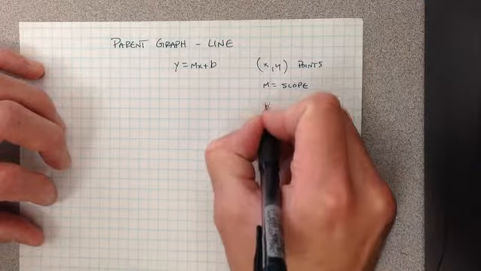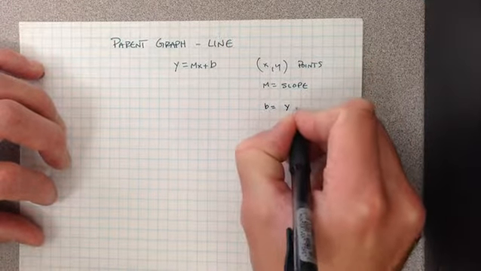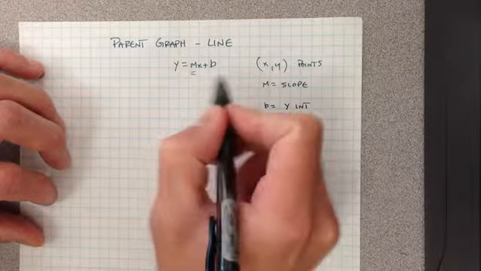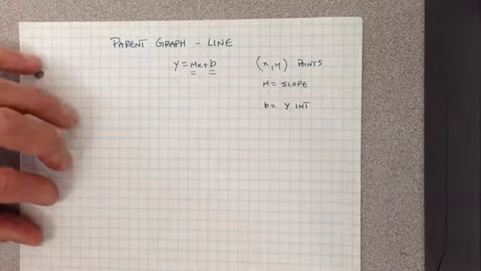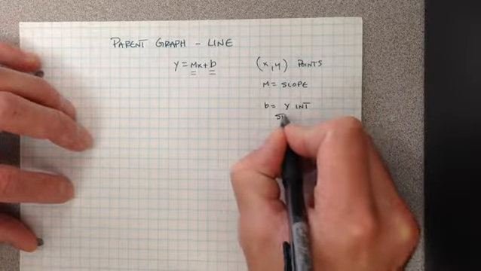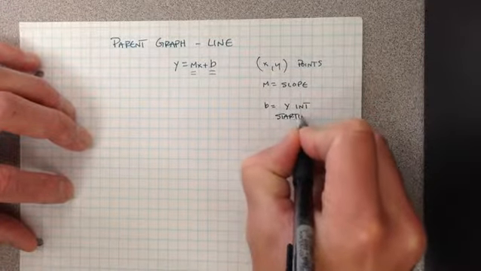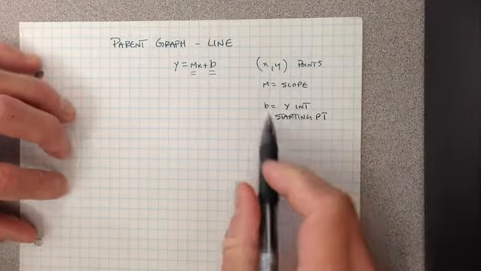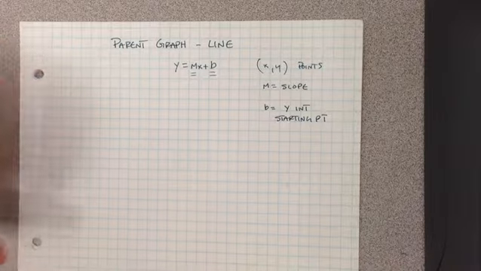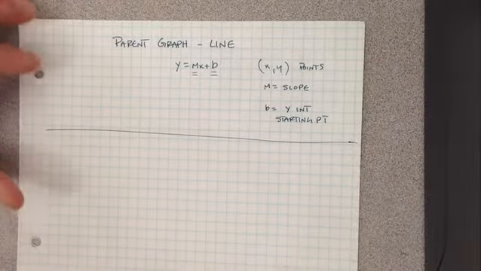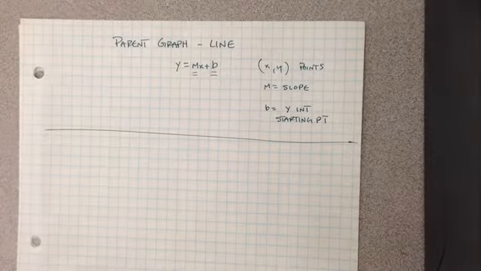We also have B, which is our y-intercept. So this is my slope, and that would be my y-intercept. Your y-intercept I like to think of as the starting point. And then you apply the slope from the starting point. So let's take a look at a few examples of this, and we'll just put it into action here.